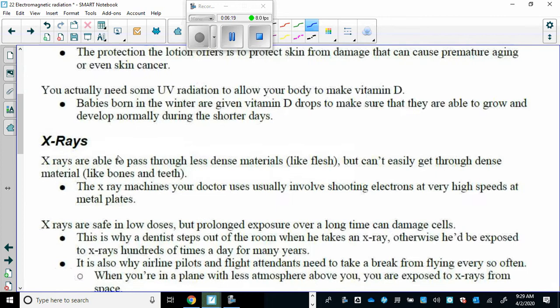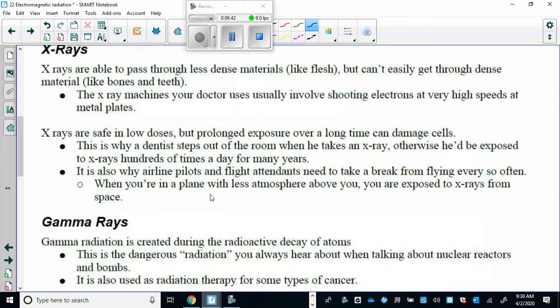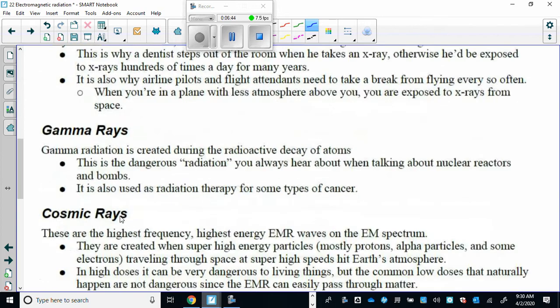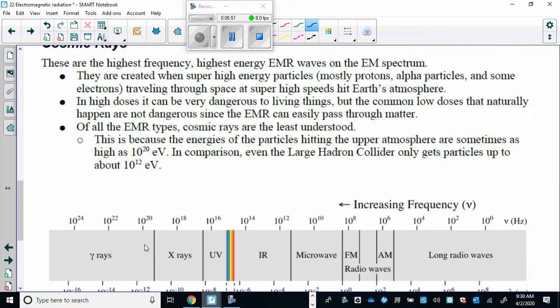X-rays, you definitely don't want to be too exposed to X-rays all the time. That's why you wear a big iron or lead vest when you have X-rays done at the dentist. It's to protect you from the electromagnetic radiation. You're going to get a dose of it, but it's a very low dose. They just put the lead thing on you to prevent your main torso from getting bombarded by X-rays. And then gamma rays and cosmic rays, which get increasingly dangerous. If you get bombarded by a lot of gamma rays, then pretty much done.